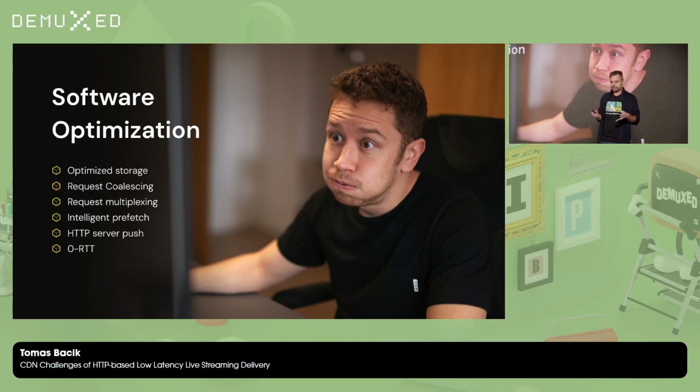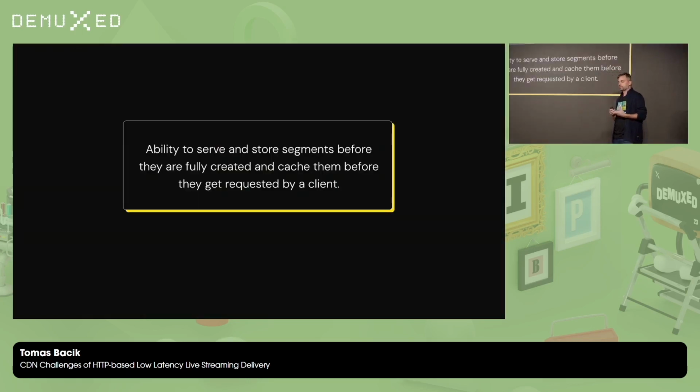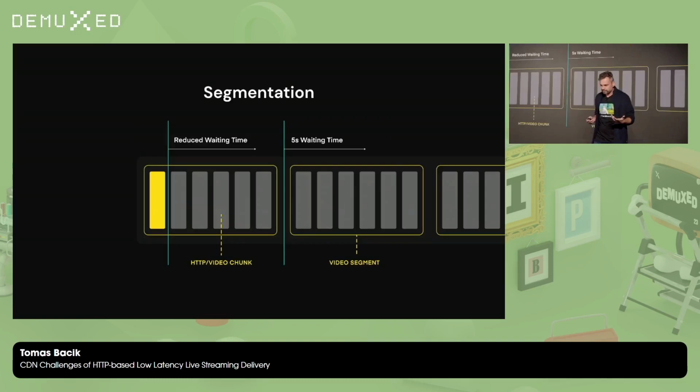So in terms of software optimization, there's a large pool of features that we use and combine. But essentially, it all comes down to the ability to serve and store segments before they are fully created and cache them before they get requested by a client. So what does it mean? Let's do a quick recap of how video segmentation works.